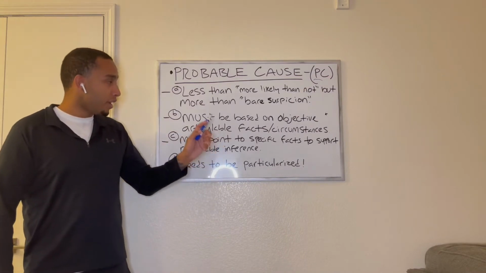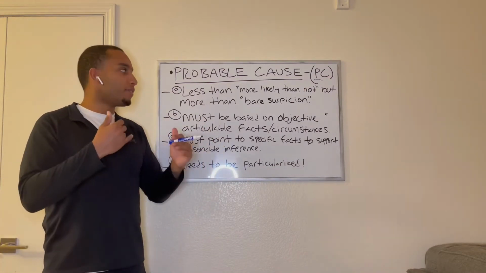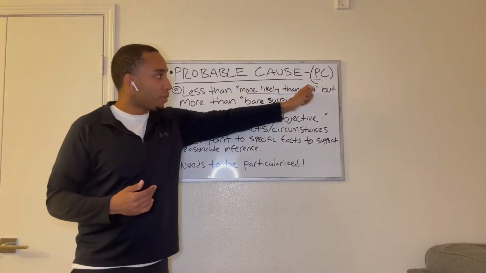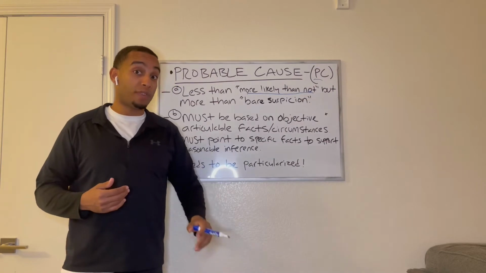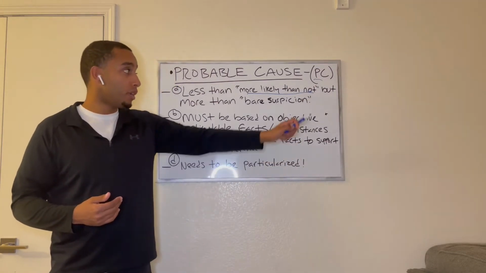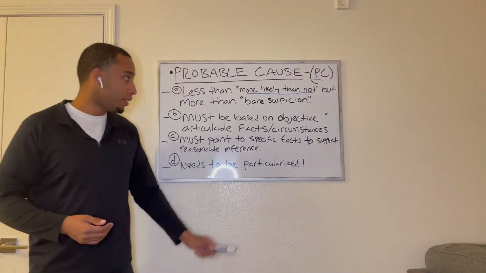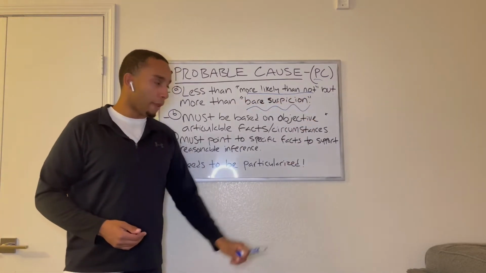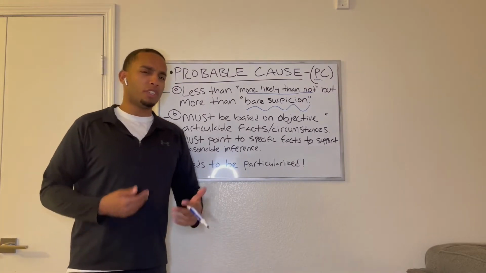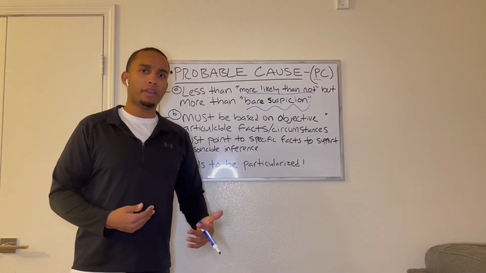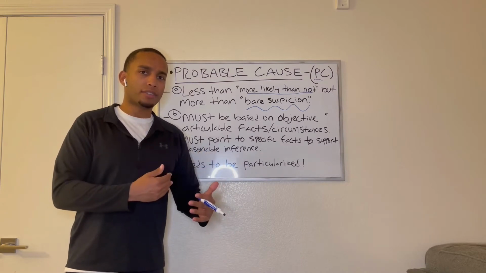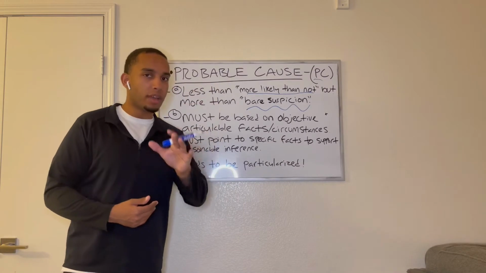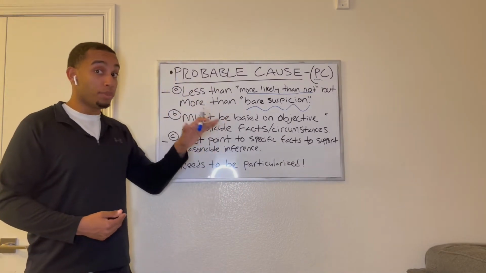A says, basically, the officer must have a more likely than not belief that the person committed the crime, and I have actual facts that the person committed the crime. However, it must be more than a bare suspicion. The cop can't just simply suspect you of committing a crime. He must have actual facts. And what does that actually mean? If I want to be more specific, that's what we're going to get into at letter B right here.